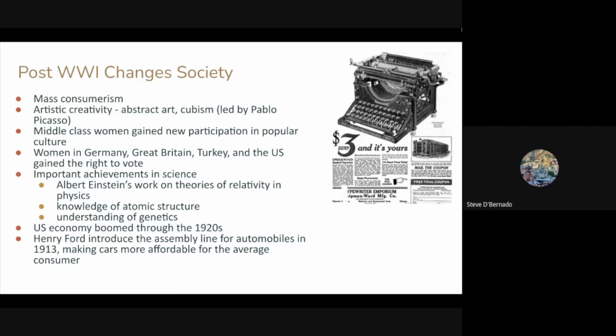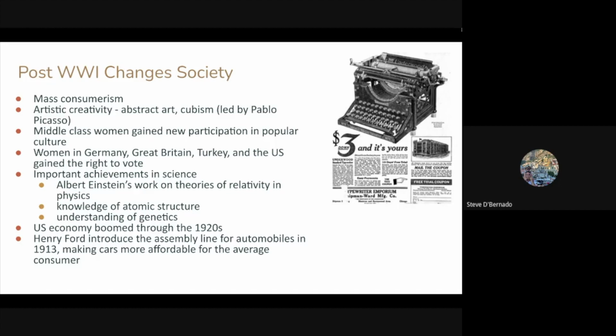And wow, the Industrial Revolution put out all types of technological inventions that made people's lives easier and more fun, with more enjoyment. So you've got mass consumerism, artistic creativity, an explosion where middle-class women gain new participation in popular culture. Women in Germany, Great Britain, Turkey, and the US gained the right to vote. That's huge. Important achievements in science: Albert Einstein's theory of relativity, the knowledge of the atomic structure, understanding of genetics.